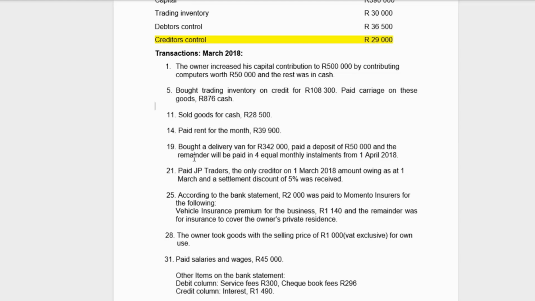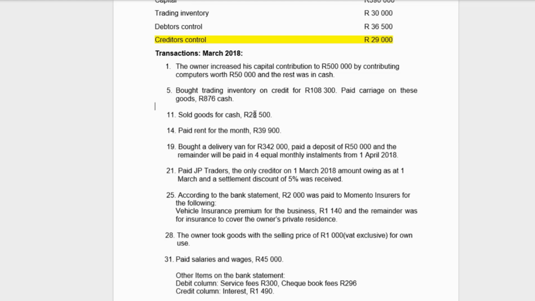Sold goods for cash, 28,500. Okay, so since we are recording according to the perpetual inventory system, on every sales transaction, 4 accounts are affected. Since we sold inventory for cash, we are going to have 4 accounts affected: bank, which is cash, then sales, and then we also have to account for cost of sales of the inventory. I hope you guys are following.